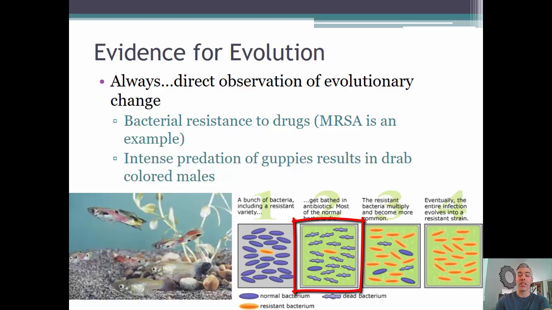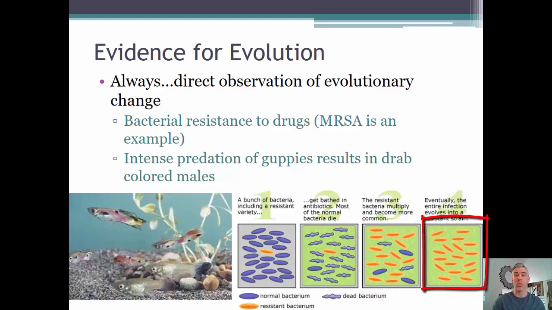So you can see here, because you're now creating an environment when before they were all competing for resources, you give this one bacteria all of these resources, it's going to reproduce like crazy. And what you see is over time, we end up creating a population that is completely resistant to that specific drug.